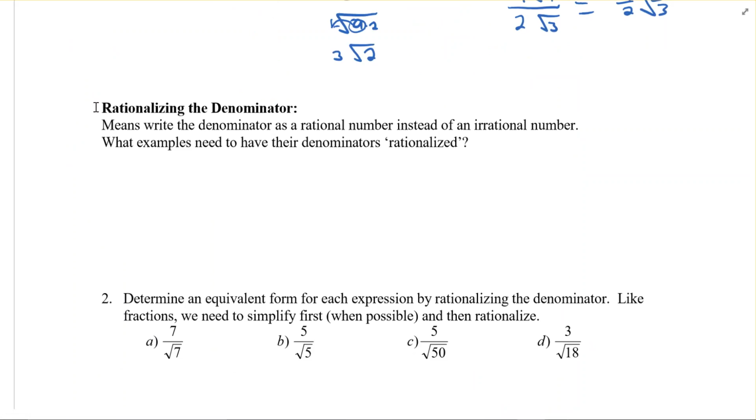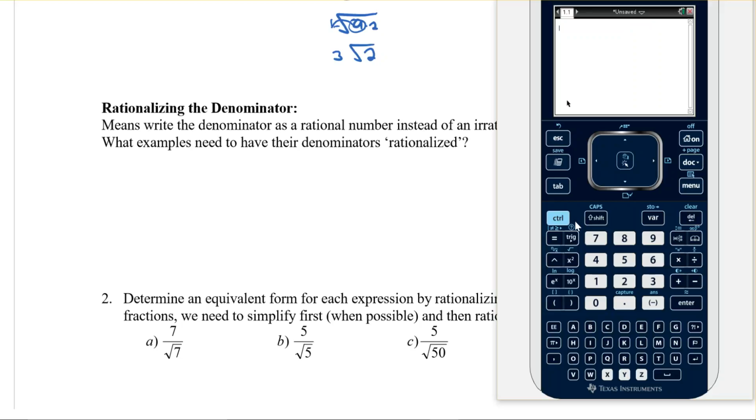Okay, now a new concept, rationalizing the denominator. What this means is we want to write the denominator, so the number on the bottom, as a rational number instead of an irrational number. First off, do you remember what a rational or irrational number means? Well, think about the most famous irrational number, pi. If I push enter, you can see it goes 3.14159, but maybe you've heard this before. These numbers keep on going on forever. We call that irrational. It doesn't just end. It doesn't just give us a number.